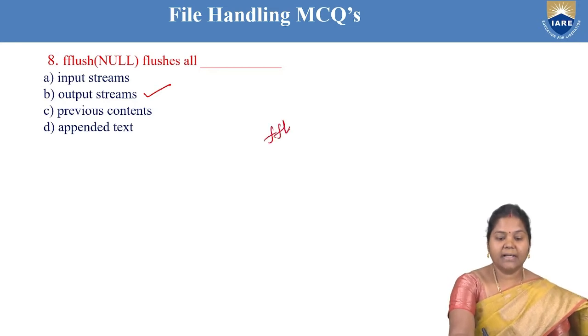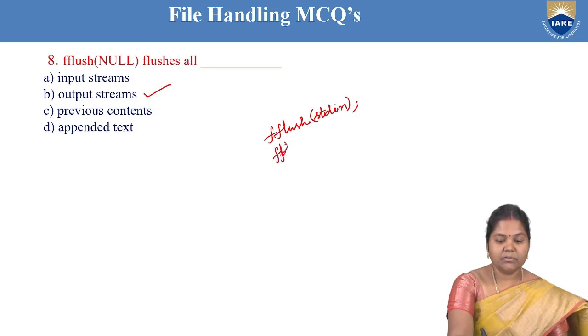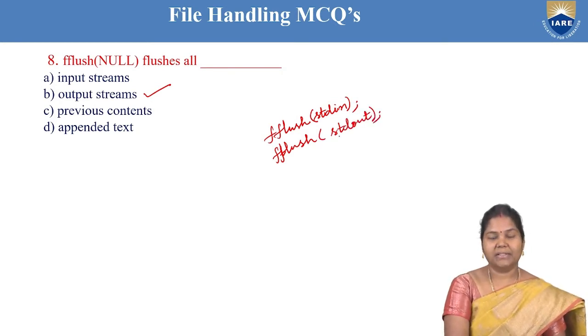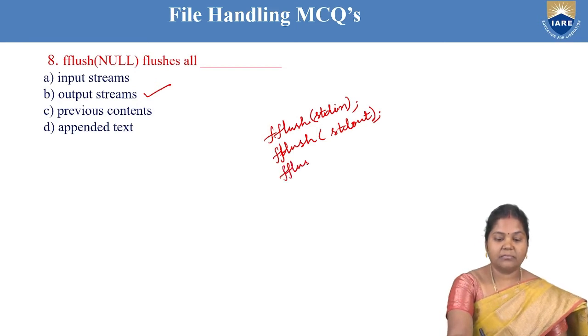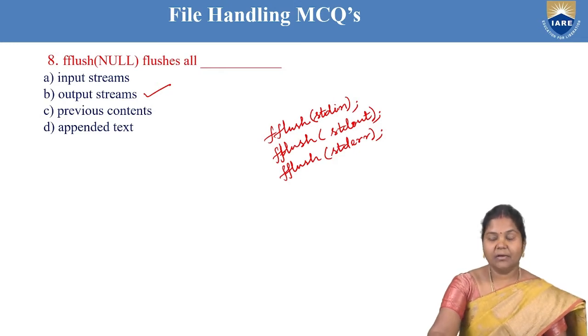Similarly, you can also write fflush of stdin whenever you have any difficulty in reading the content from the standard input devices. Similarly, you can write fflush of stdout whenever the output is not displayed properly to the standard output device. You can also write fflush of stderr if you have difficulty in displaying the error messages. If you simply write fflush of NULL, then it will flush or clear all the output streams. So it is a very useful function.